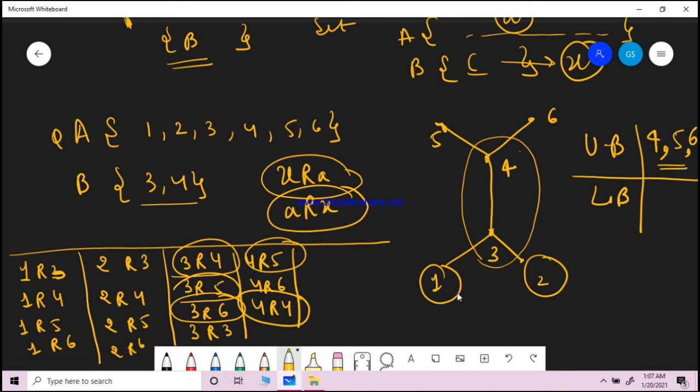In the same case, you have to find out the lower bound. Means you have to find out the elements that derive 3 and 4. See, 1 derives 3 and 4, so 1 will be in the lower bound. Does 2 derive 3 and 4? Yes. So 2 will be in the lower bound. Does 3 derive 3 and 4? Yes, 3 also derives. Does 4 derive 3 and 4? No, it only derives 4. It doesn't derive 3. So now this is your answer. The upper bound is 4, 5, 6 and the lower bound of this diagram is 1, 2, 3.